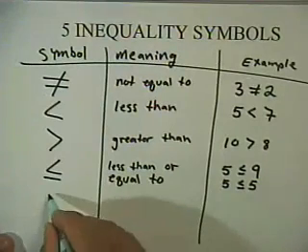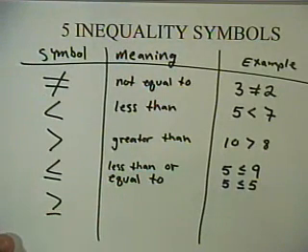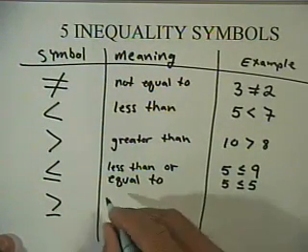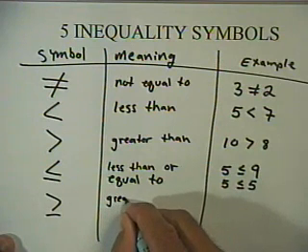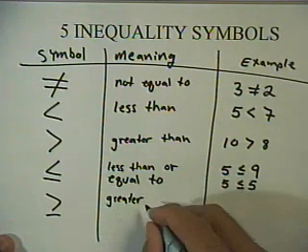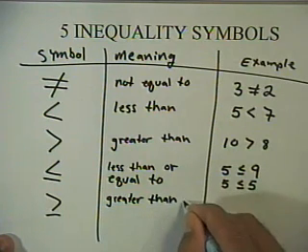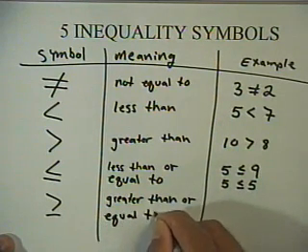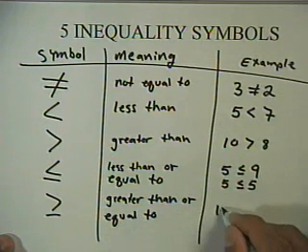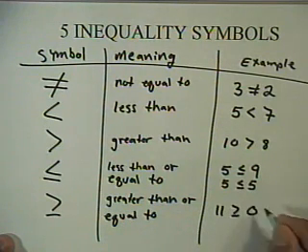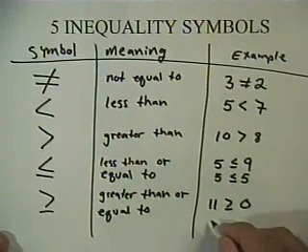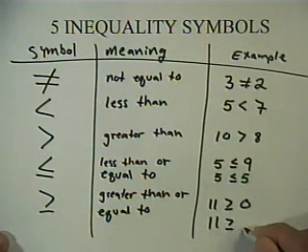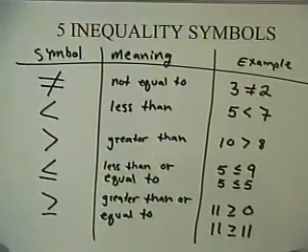And last, as you probably guessed, we're going to have the greater than or equal to symbol. It works just like the previous symbol. Greater than or equal to. In an example, 11 is greater than or equal to 0, or certainly 11 is greater than or equal to 11. So those are the 5 inequality symbols that we're going to use throughout this textbook.